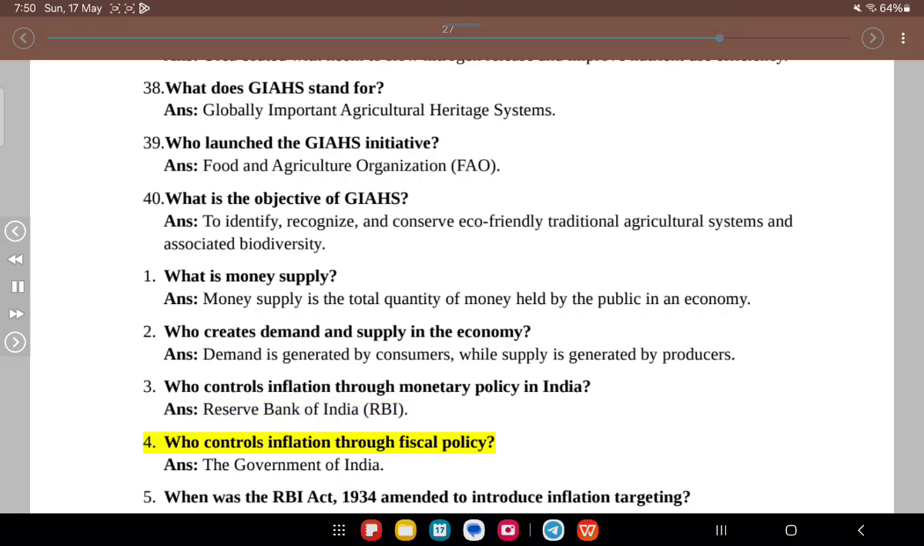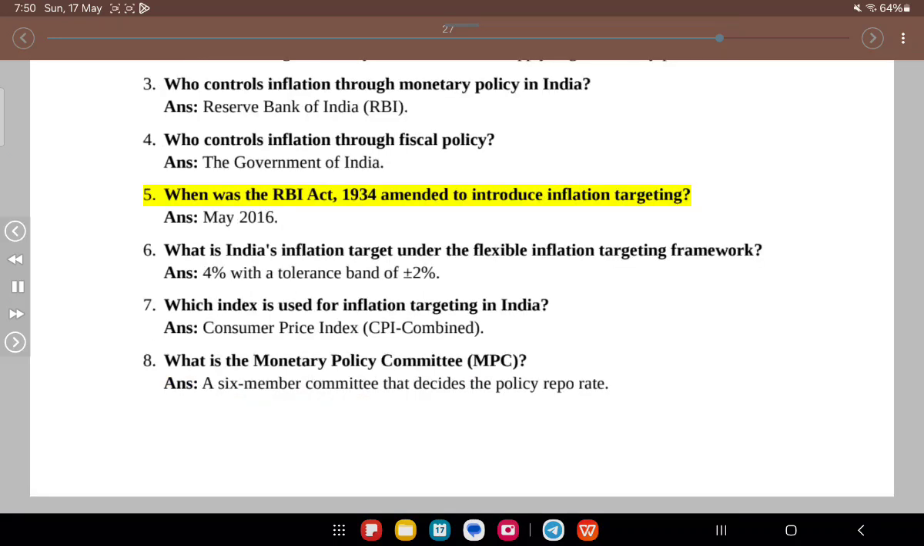4. Who controls inflation through fiscal policy? The Government of India. 5. When was the RBI Act 1934 amended to introduce inflation targeting? May 2016. 6. What is India's inflation target under the flexible inflation targeting framework? 4% with a tolerance band of plus or minus 2%. 7. Which index is used for inflation targeting in India? Consumer Price Index (CPI) combined.